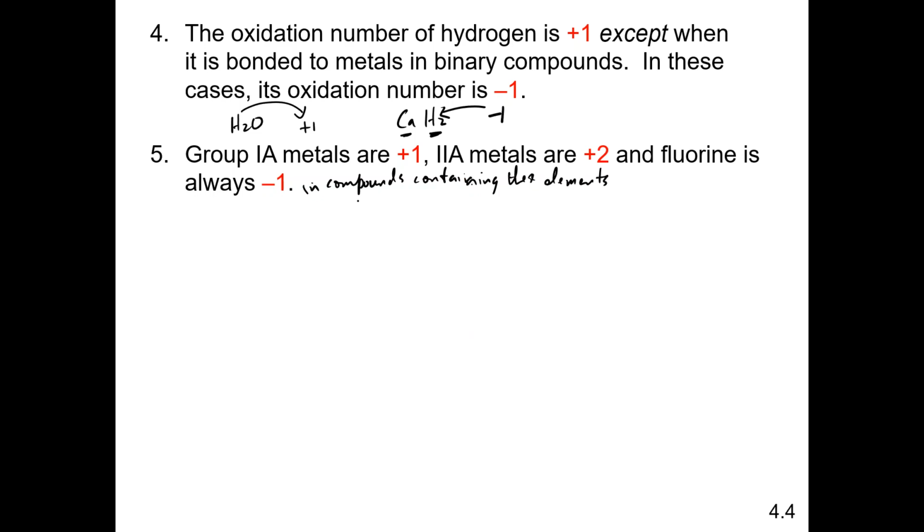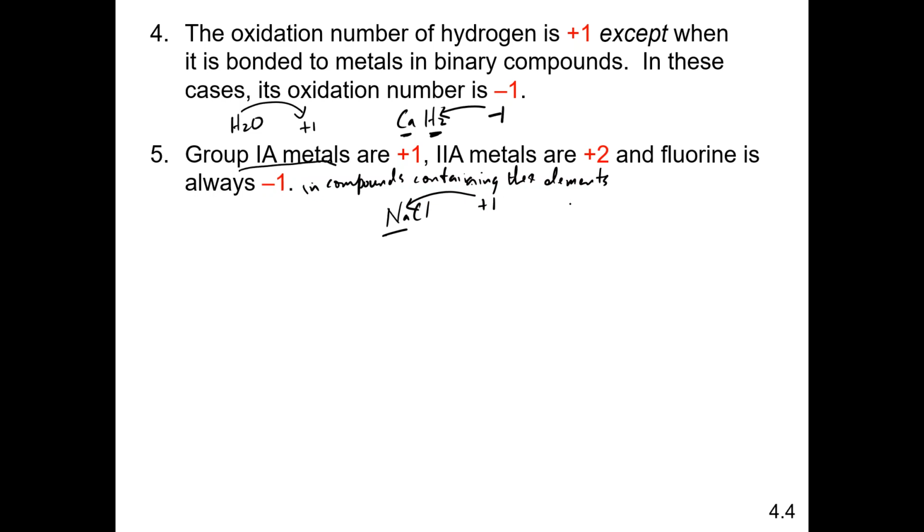All right. So for example, let's say sodium chloride. The oxidation number of sodium in sodium chloride is +1, right? And sodium belongs to group 1A. It's a group 1A metal.